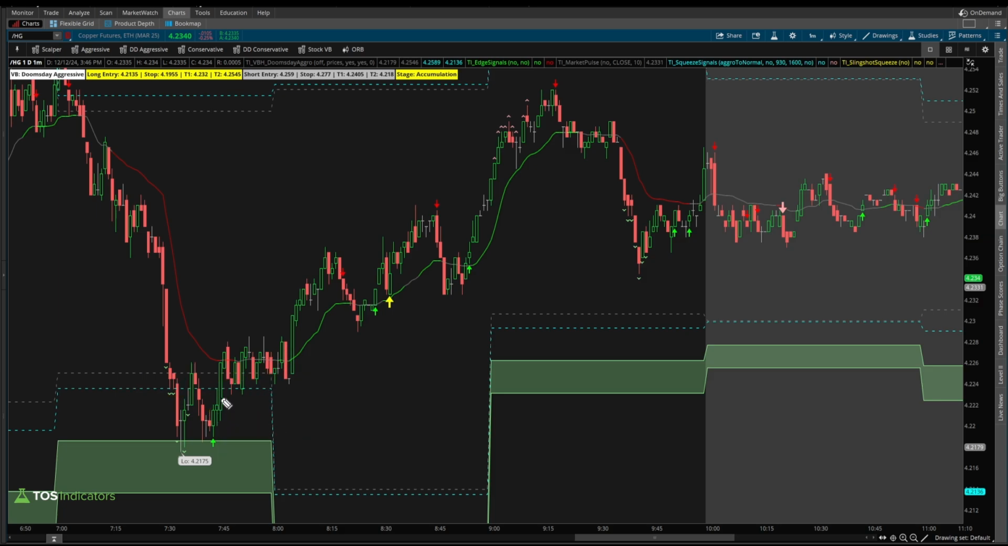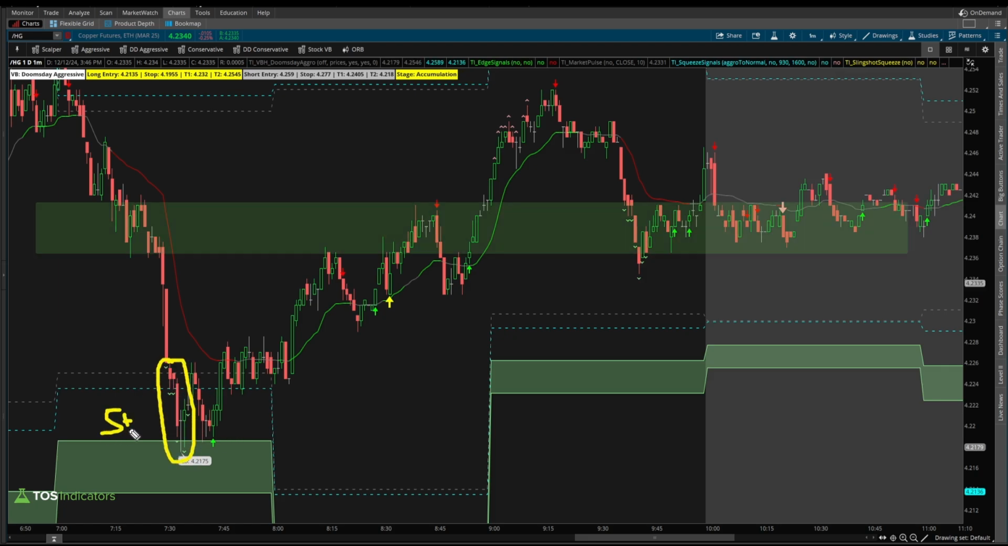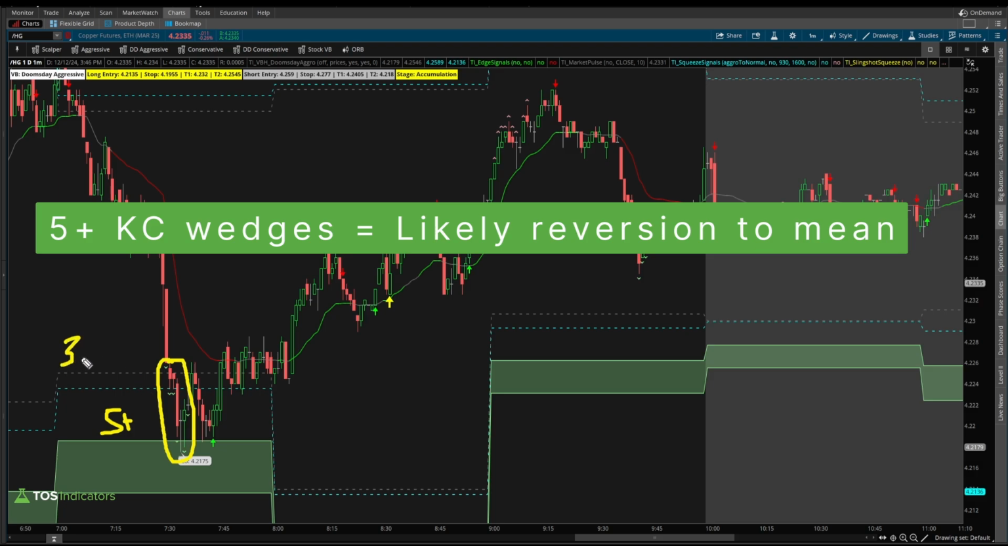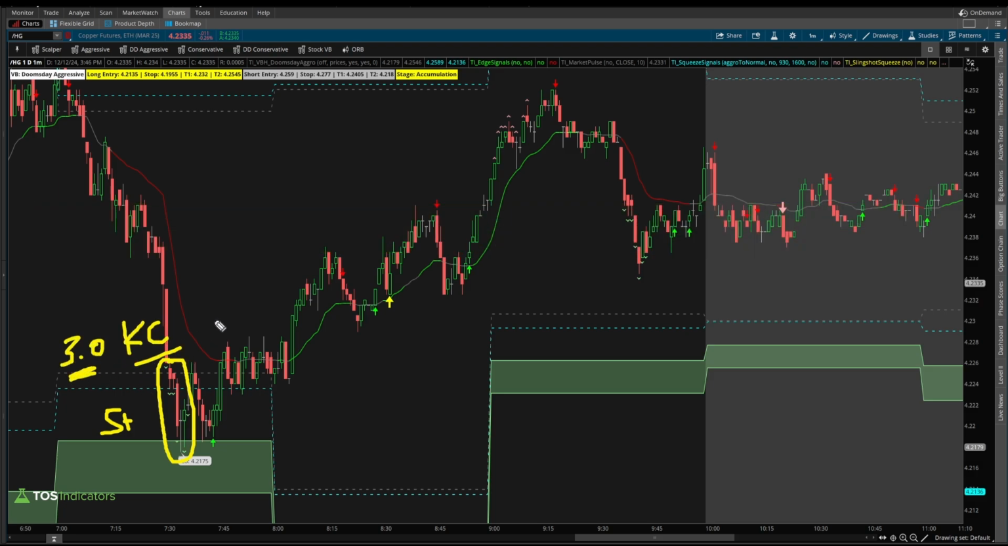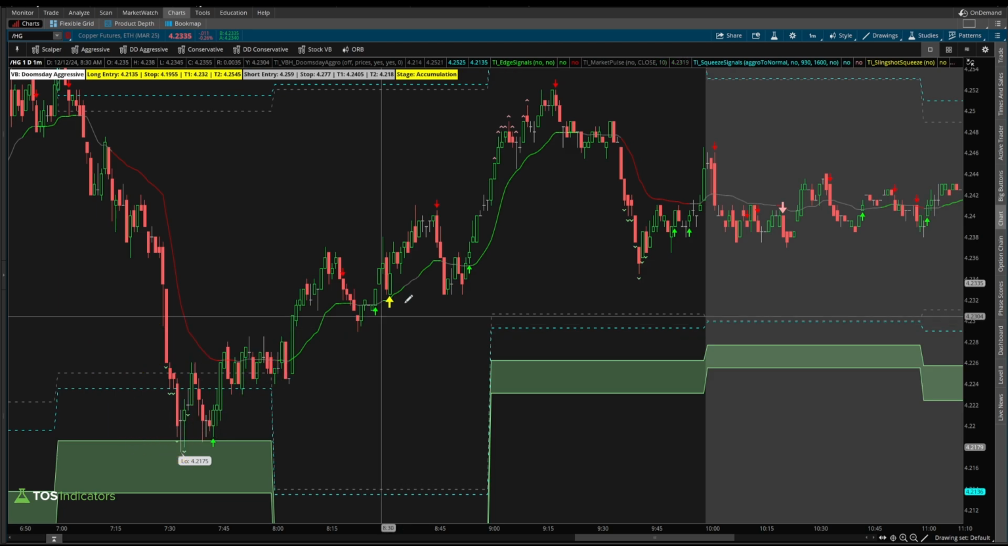Now, there are 2 bonus things that also appeared in this setup. The first were these Keltner channel wedges, and we saw more than 5 of them print. That tells us that price is closing outside of the 3.0 Keltner channel clouds, and we're looking now for a reversion to the mean. So it's telling us you have a volatility edge and you have a price edge.